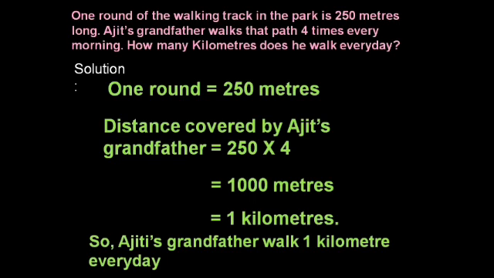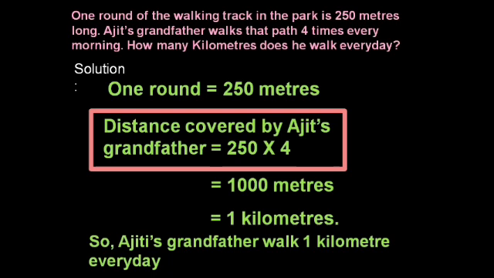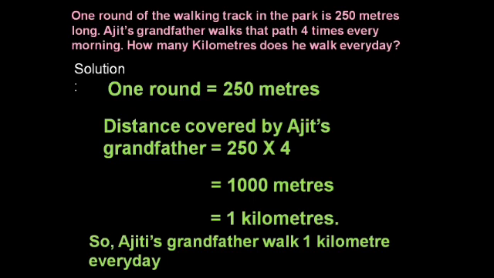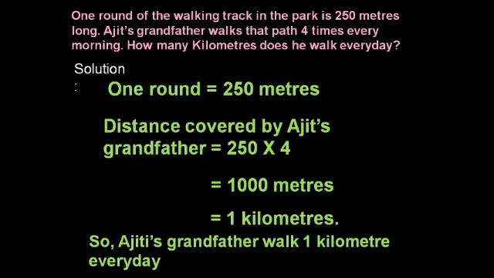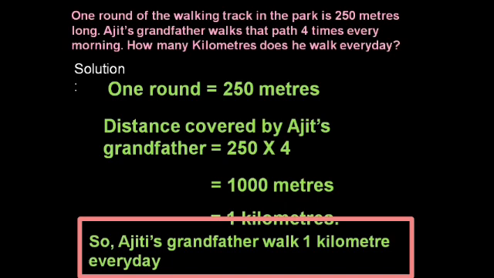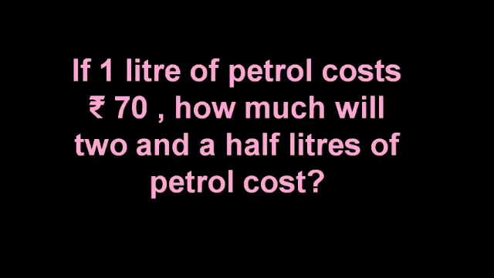Now 4 times the ground will be distance covered by Ajit's grandfather, that is 250 multiplied by 4. Why did we multiply by 4? Because grandfather is going to take 4 rounds. So 4 times he is going to take the round of a ground. So when we multiply 250 into 4, we will get answer as 1000 meters. Now 1000 meter means 1 kilometer. So Ajit's grandfather walks 1 kilometer every day.